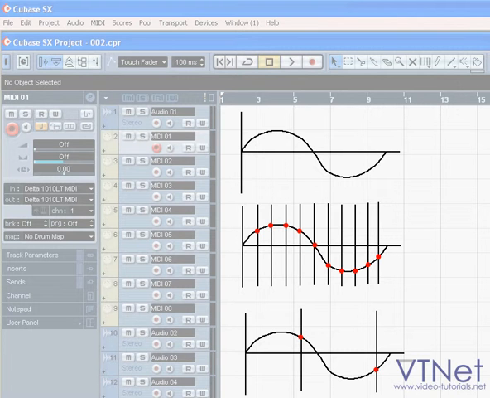Welcome to the world of digital audio. In this segment, I'll be giving you a brief overview of digital audio. How exactly does digital audio work?